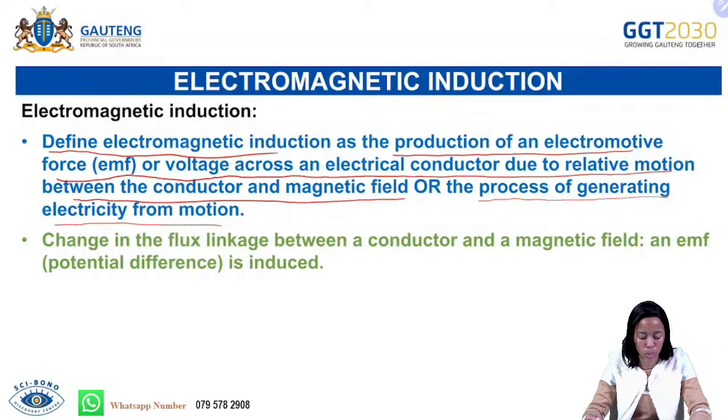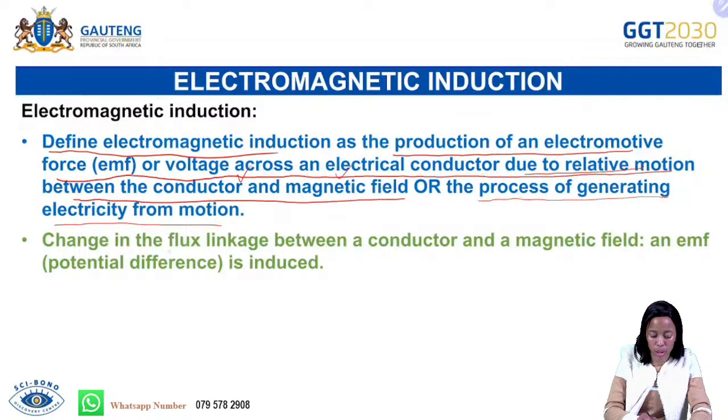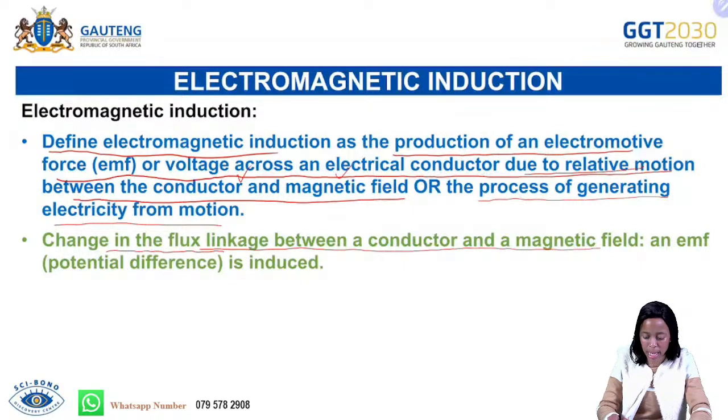To induce means to produce a voltage or a current. And how are we going to produce or induce that current? It says that is due to the relative motion between the conductor, so by the relative motion between the wire and the magnetic field lines, okay? So then it says changing the flux linkage between a conductor and a magnetic field, and then an EMF or potential difference is induced.